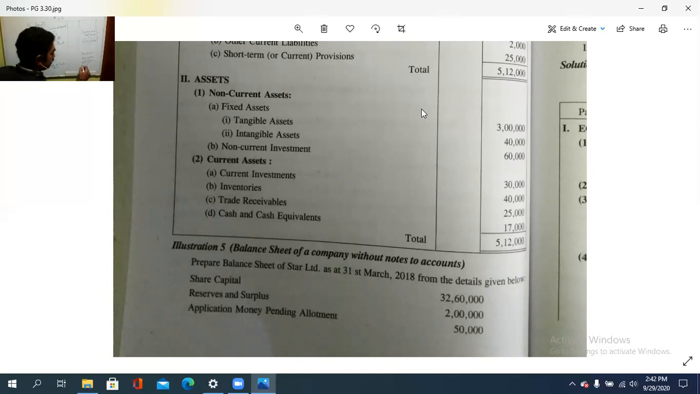So how much? 17,000. Here also the total is 5,12,000, isn't it? So in this way the balance sheet is to be prepared.